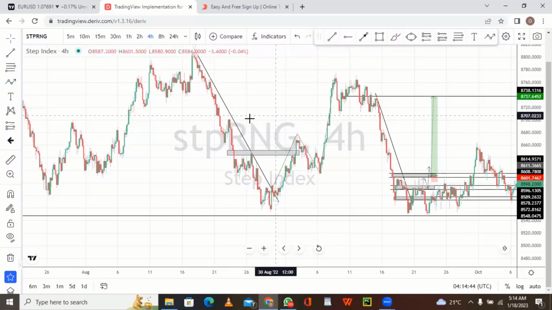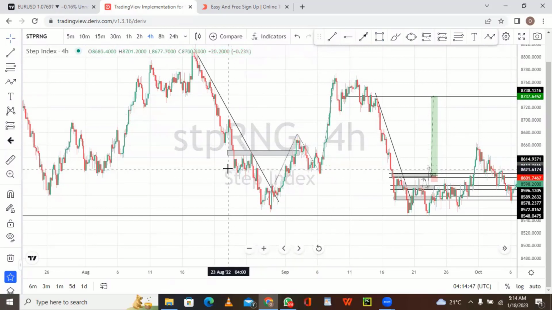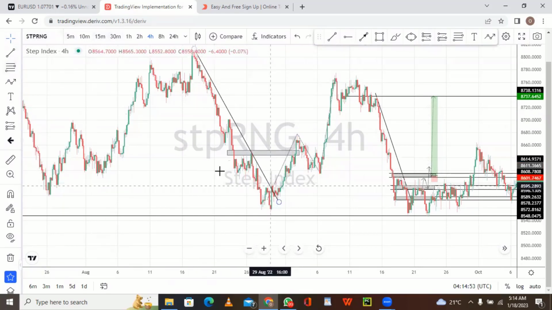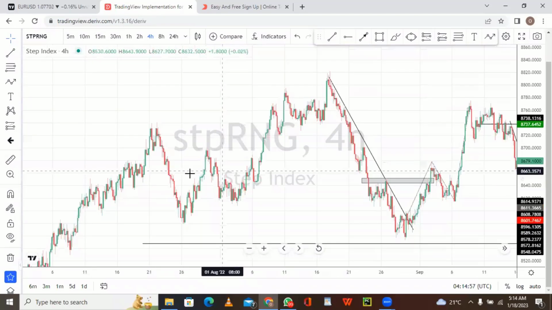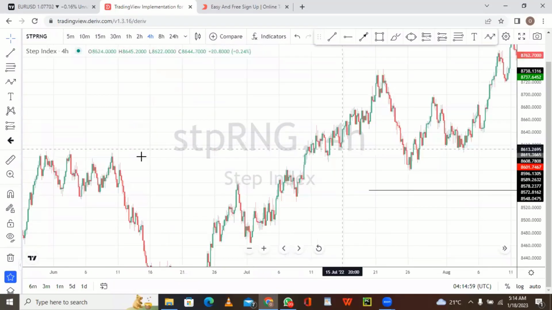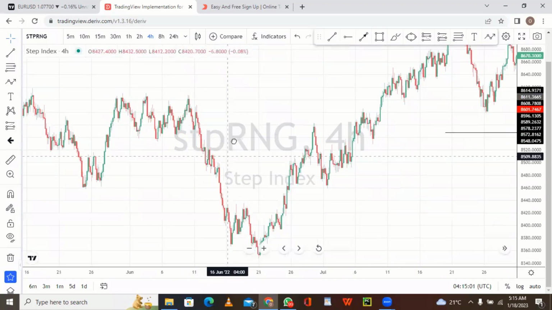Okay, so at this point, you can make an entry from this region. Remember, this is the 4-hour time frame. If I scale down to the 15 minutes, you will see this move having a very good risk to reward ratio. Okay, so like I said, they are littered everywhere on the chart.